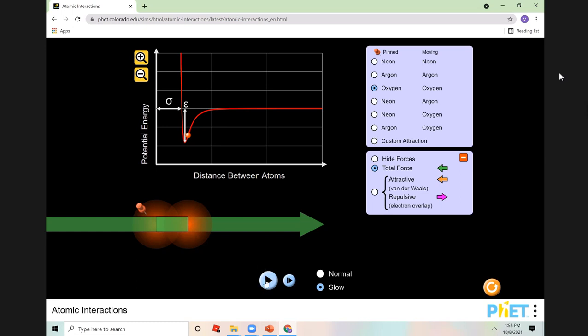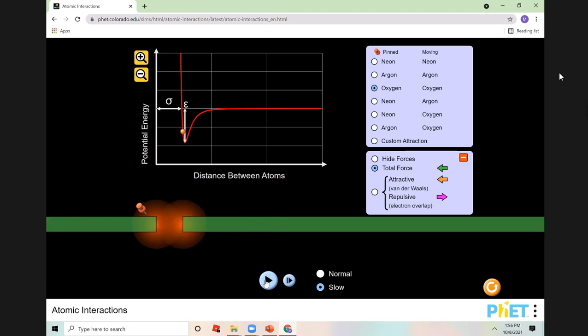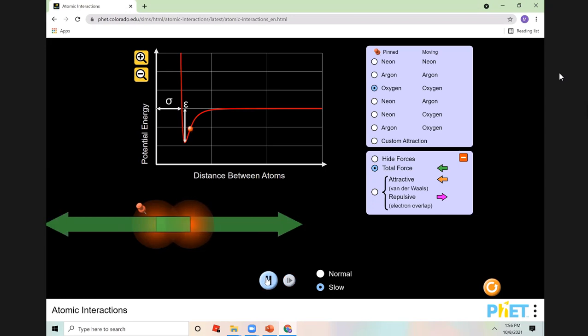For the other position, for example here, you can see at this position the distance between the two atoms is smaller than the equilibrium distance. There is a repulsive force. The force for the right atom is from this to this, and it's very large.